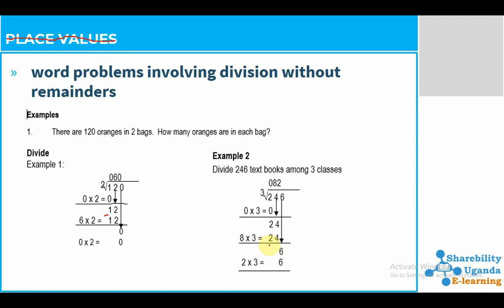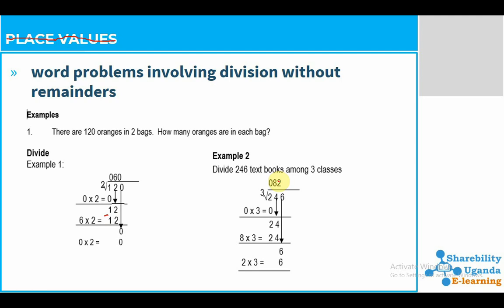So you subtract. After subtracting, we get our zeros here. So our 24 is eliminated, and we remain with our 6. We bring it down here. We say 6 divided by 3, and we get a 2.